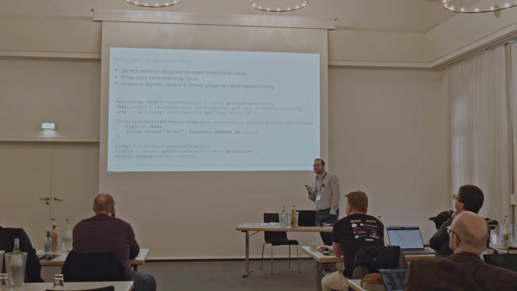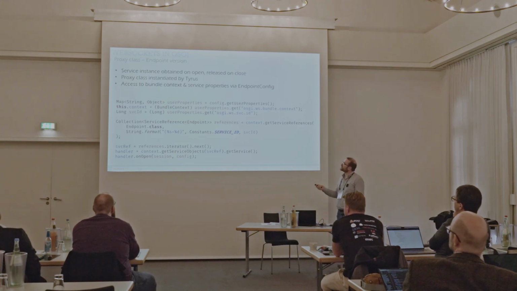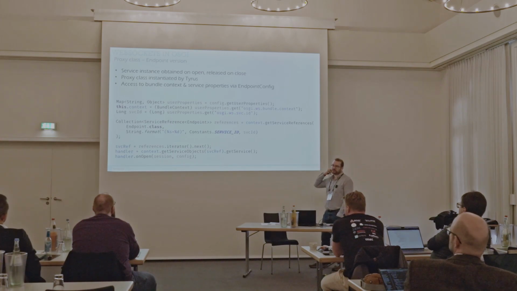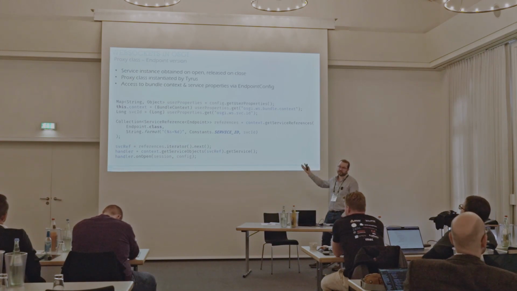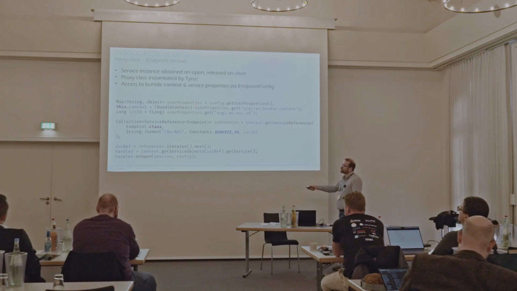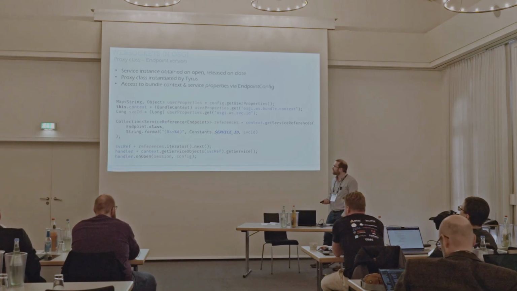Yes, there's a bit of code in there. Here is how we find, from the proxy class, the service we wanted. So we use the user properties of the endpoint configuration, which is given by Tyrus, and we give it some user properties. From there, we get a bundle context, because the class calling that is instantiated by Tyrus. We get the service ID, and from that, we get a new server instance, and we use it as an endpoint as any WebSocket handler would.